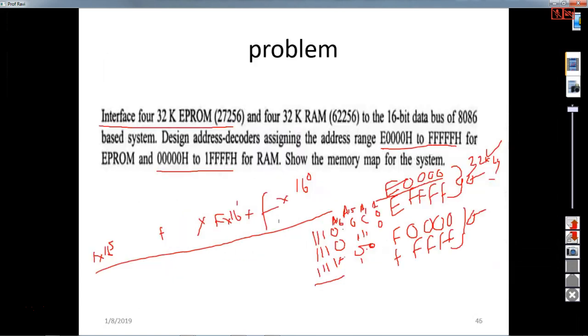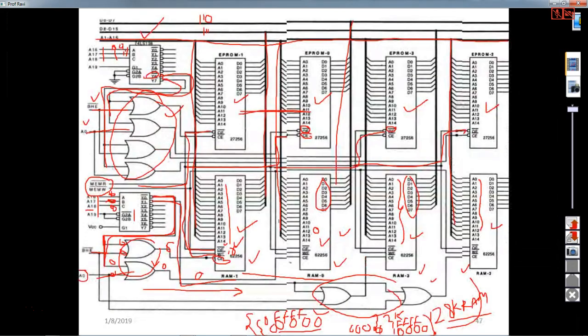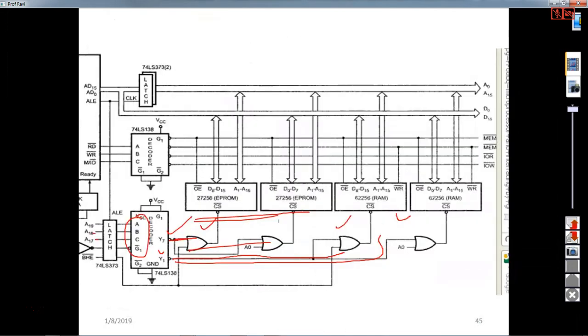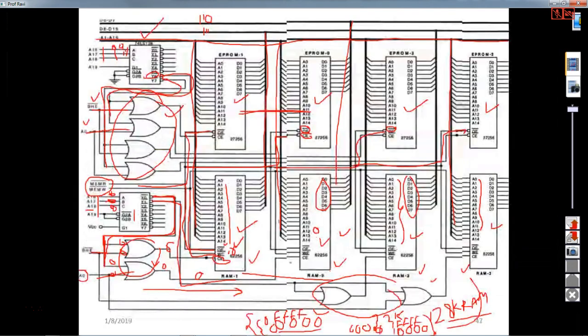These two examples very clearly explain whether you are interfacing 2 RAM ICs and 2 EEPROM ICs, or 4 RAM ICs and 4 EEPROM ICs. Very clearly you can interface memory chips to your 8086 processor.